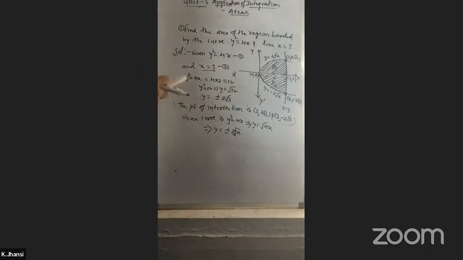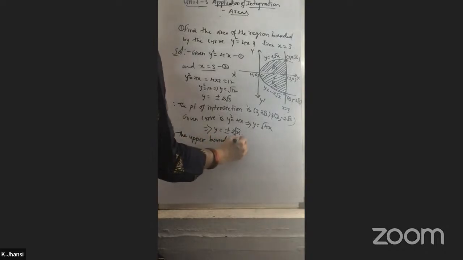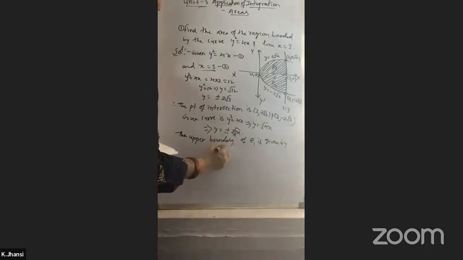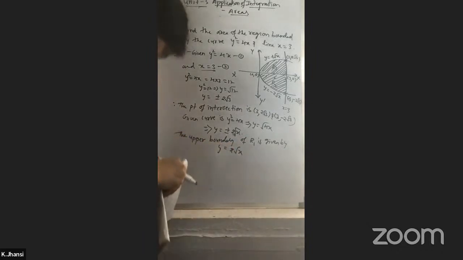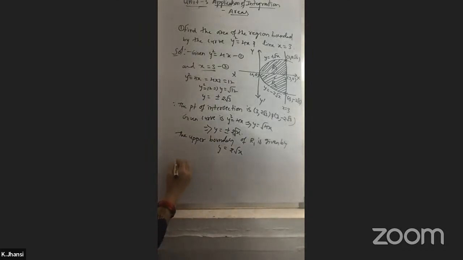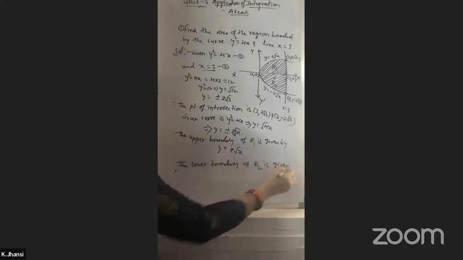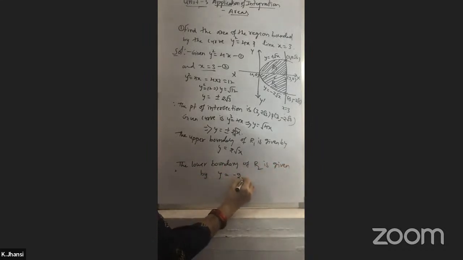Okay. Now the upper boundary of R1 is given by y equals 2 root x, and the lower boundary of R2 is given by y equals minus 2 root x. Okay. So now you write the required area.